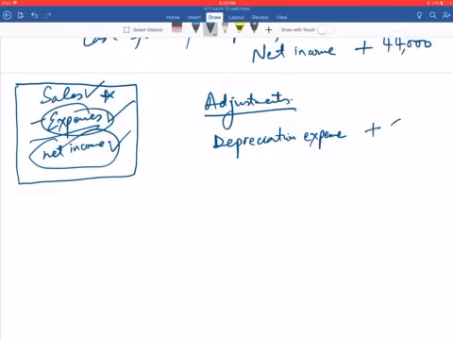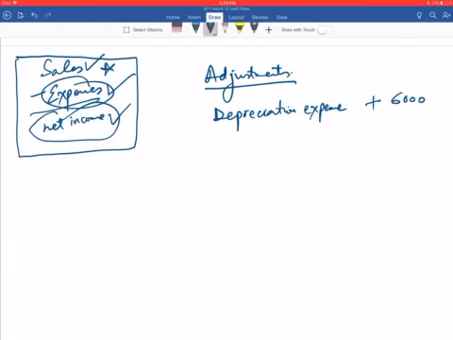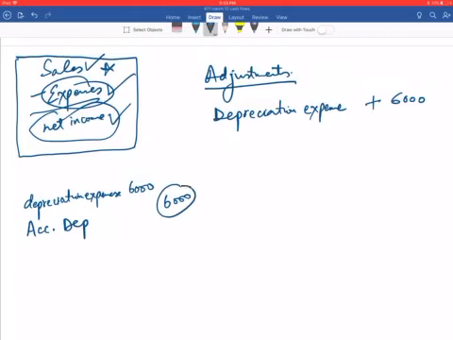Now what we're going to do is add back that amount. How much is that? It's $6,000. How did I get that number? Because I looked at the change in accumulated depreciation from $11,000 to $17,000. Why did I look at that? Because if you go back to your accounting 2-1-1, your journal entry whenever you take depreciation expense is depreciation expense debit $6,000. So in this case, they must have done debit $6,000 and accumulated depreciation credit $6,000, right?